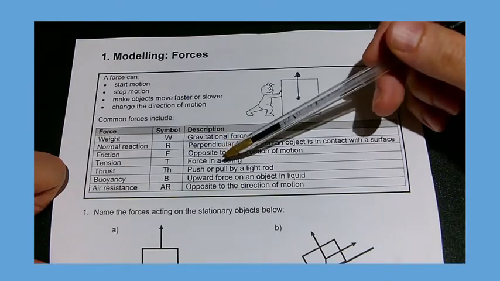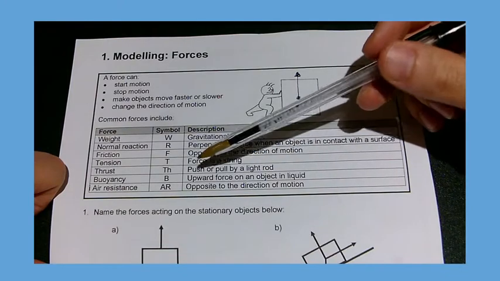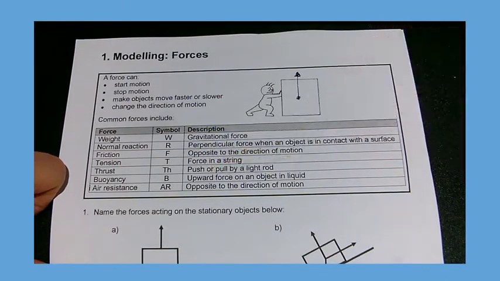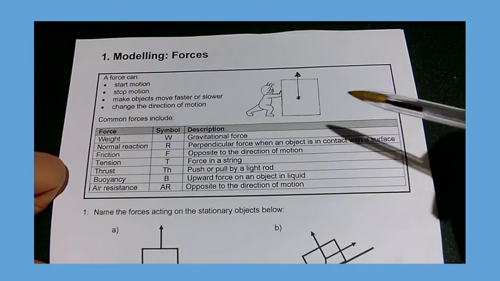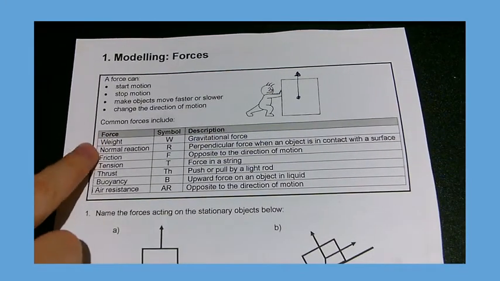Thrust is the push or pull by a light rod. Buoyancy is the upward force on an object in a liquid. And air resistance, which is opposite to the direction of motion.